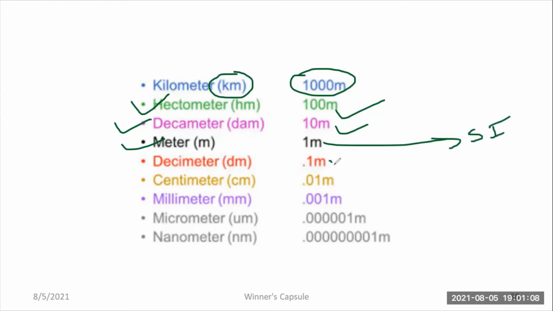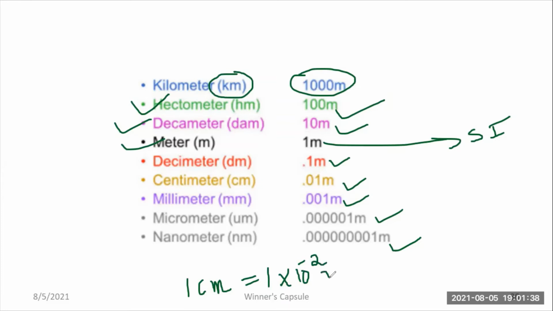Then decimeter is equal to 0.1 meter. Then centimeter, 0.01 meter. Then 1 millimeter is equal to 0.001 meter. 1 micrometer is equal to 0.00001 meter. Nanometer is equal to this much. Or else you can write one more thing: 1 centimeter is equal to 1 into 10 to the power minus 2 meter.